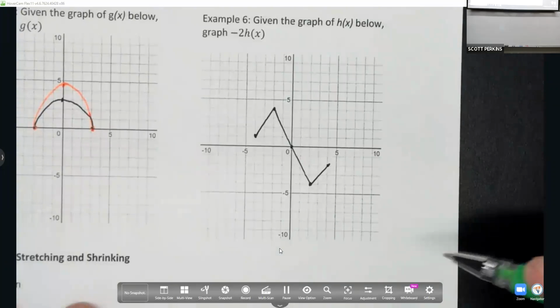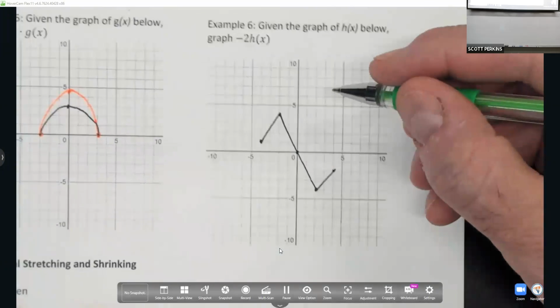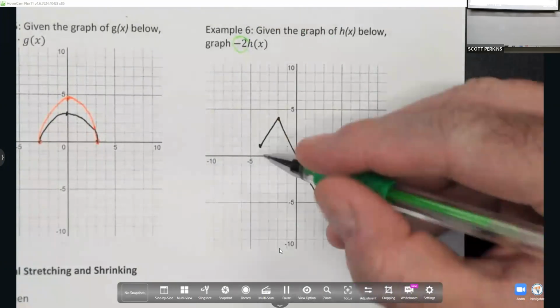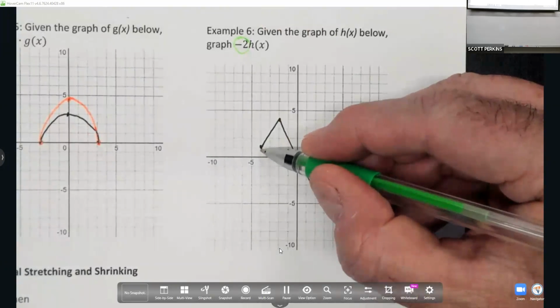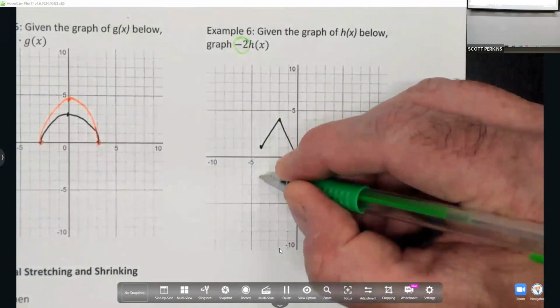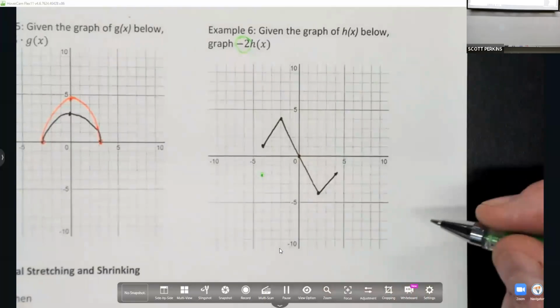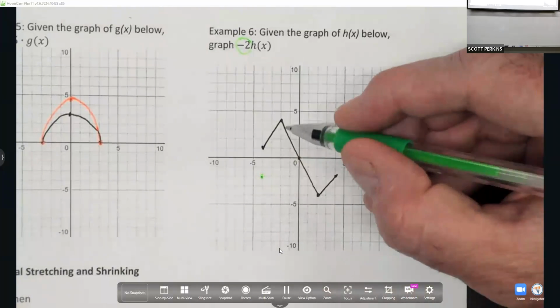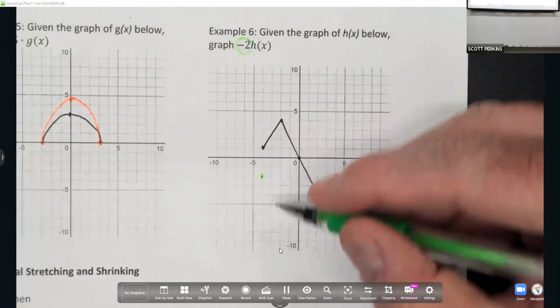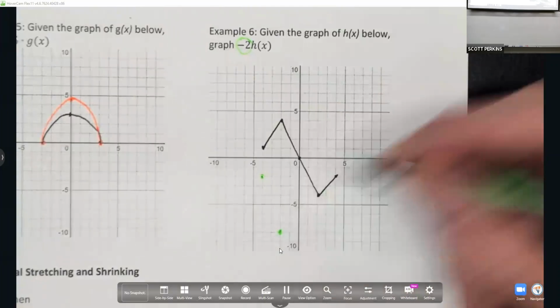What I'm going to do is multiply all of the y values of this one by -2. So this first y value over here is 1. When I multiply that by -2, it becomes -2. So I drop down 2 from the x-axis. This y value is 4. When I multiply that by -2, it becomes -8. So it comes down here.